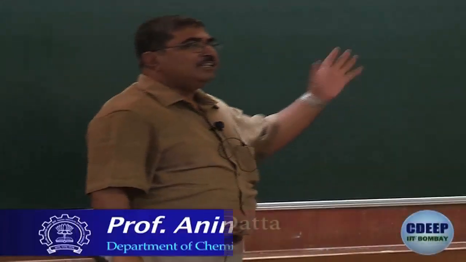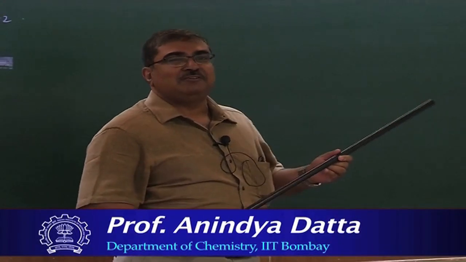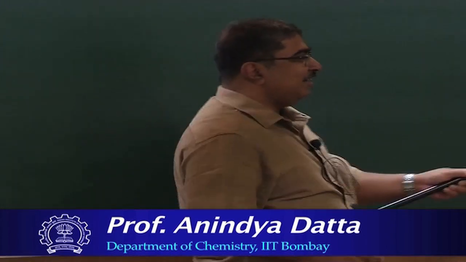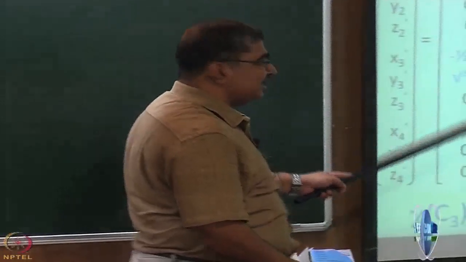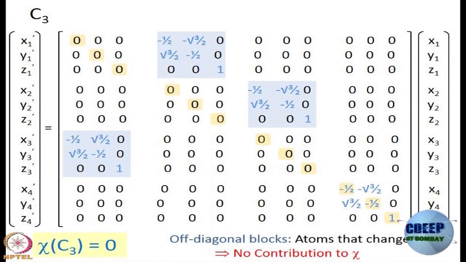So, we continue our discussion of the symmetry of normal modes of a D3h molecule with 4 atoms, and so far we have reached this situation where for C3 we have a 12 by 12 matrix and the character is 0. Okay. Why is it 0? Because this minus 1 exactly offsets plus 1.